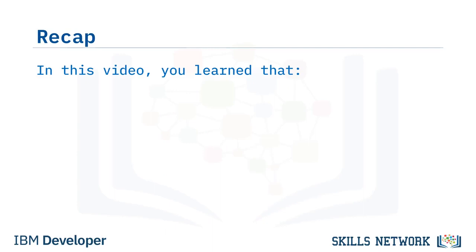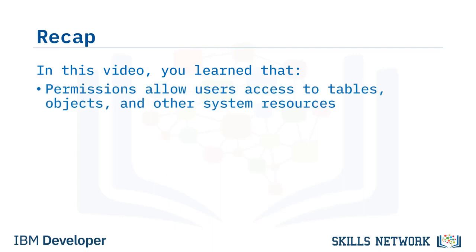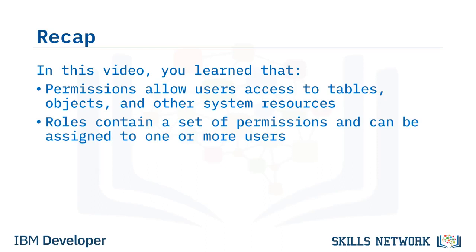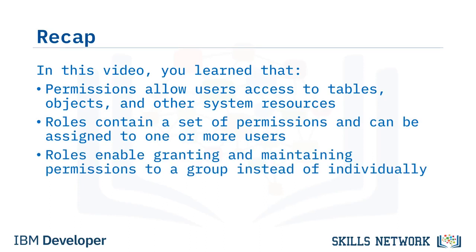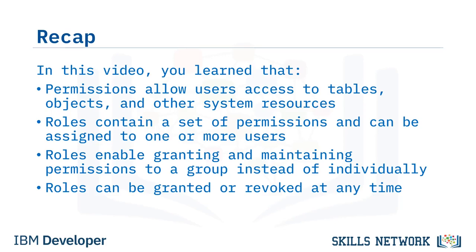In this video, you learned that permissions provide the authority to access a database, tables, objects, and other system resources in a specified manner to allow selection, insertion, or modification of data rows. A database role is a collection of any number of permissions that can be assigned to one or more users. Roles allow granting and managing sets of permissions for various categories of users rather than granting those permissions to each user individually. And roles can be granted and revoked at any time, allowing for more flexibility in maintaining a database.